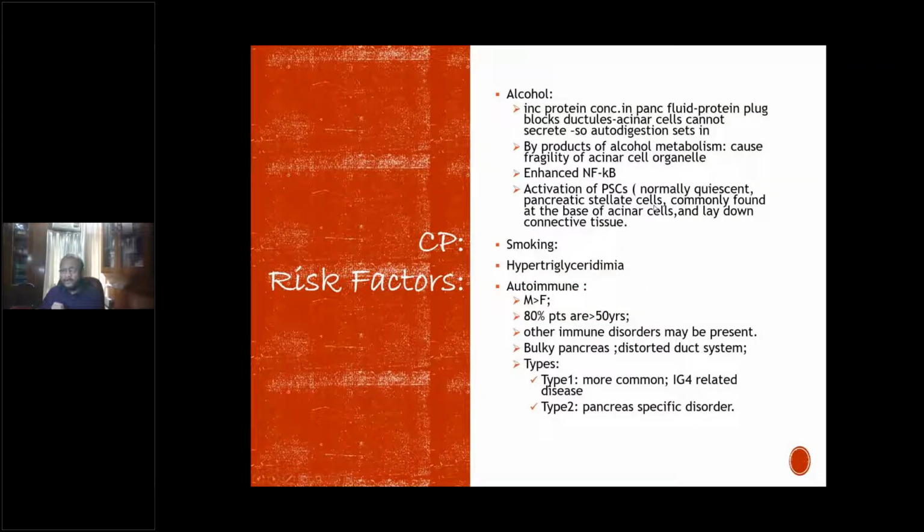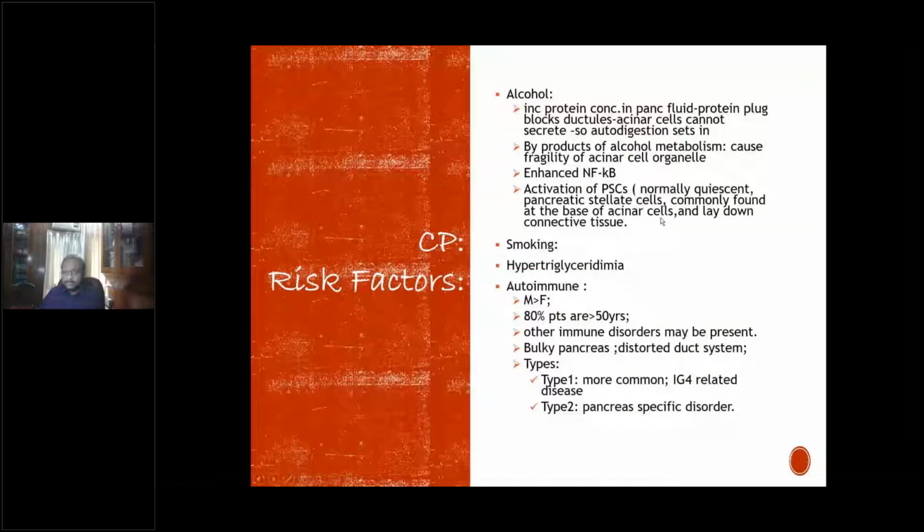Number two, the byproducts of alcohol metabolism cause fragility of the acinar cell organelle. Number three, there's an enhanced necrosis factor, with activation of the normally quiescent pancreatic stellate cells. These are stellate cells which are commonly found at the base of the acinar cell. They are normally quiet, but when they get stimulated, they lay down connective tissue.